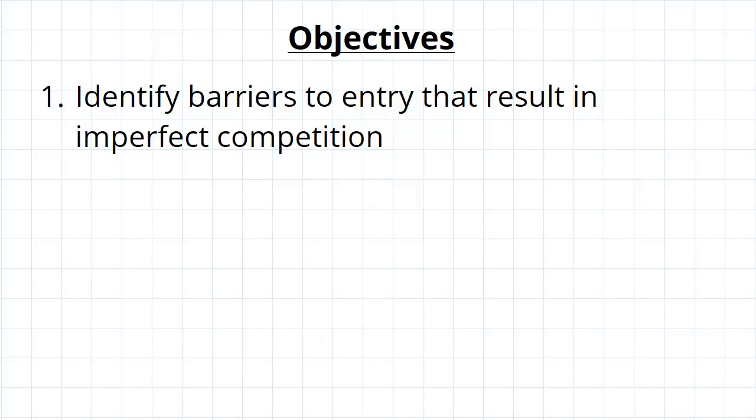G'day guys, we know that perfect competition is not seen in many markets, and one of the assumptions of perfect markets is that there are no barriers to entry or exit into the market. So now we're going to have a look at some barriers to entry that actually do exist in a fair number of markets and that prevent perfect competition.